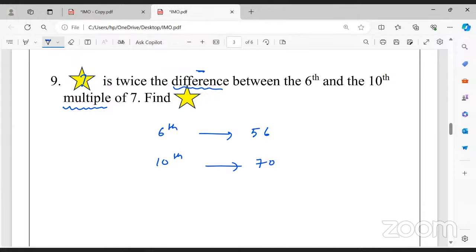Is that my final answer? No. We are supposed to find the difference. 70 minus 56. We got how much? So it is twice the difference, right?